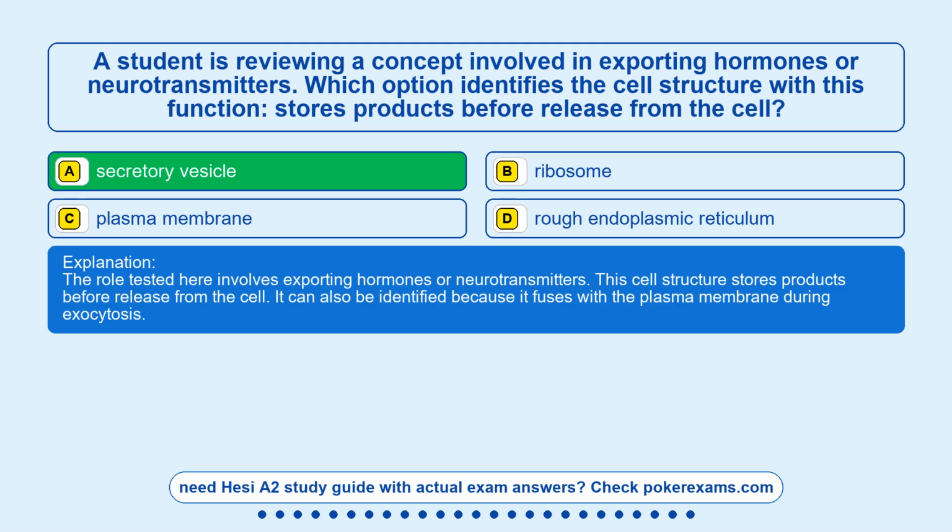The role tested here involves exporting hormones or neurotransmitters. This cell structure stores products before release from the cell. It can also be identified because it fuses with the plasma membrane during exocytosis.